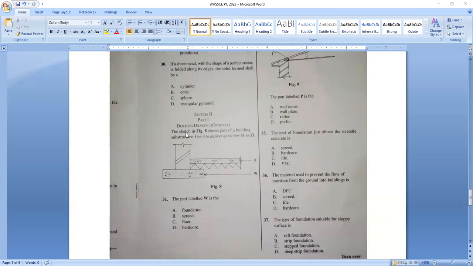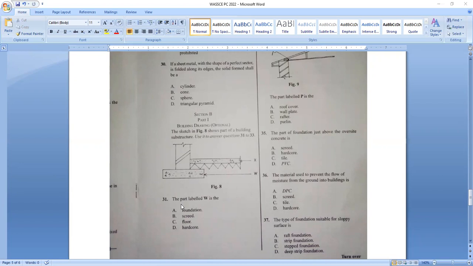Okay, so we'll move to the building drawing part. For question 31, we have to make use of this sketch to answer question 31 to 33. The sketch in figure 8 shows a part of a building substructure. Use it to answer question 31 to 33.